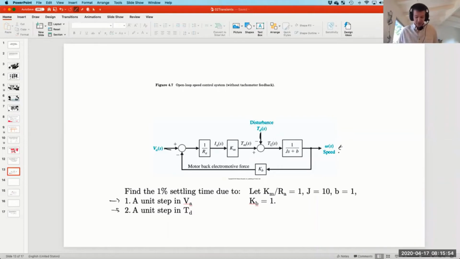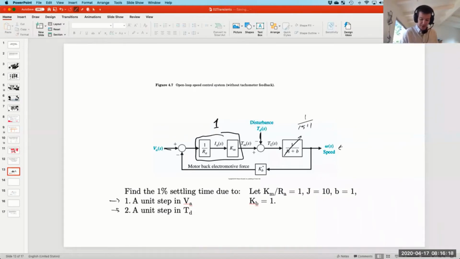Okay, so if we're given all these quantities, in particular Km over Ra is 1, which means we can collapse this block and call it just 1. And we're told that J is 10 and B is 1, so this block is equivalent to 1 over 10s plus 1.